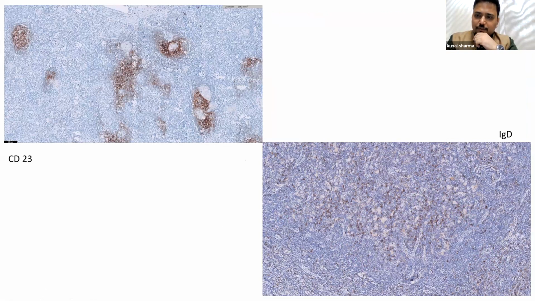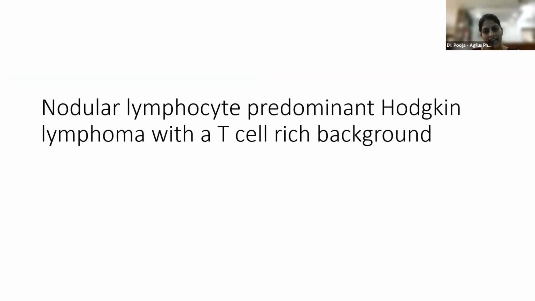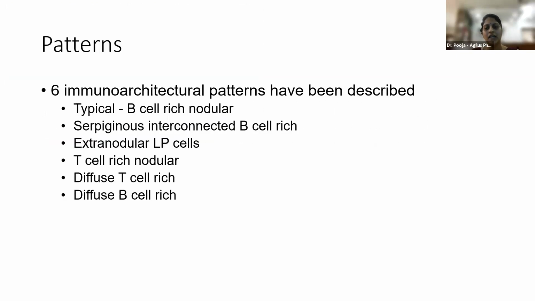There are comments flowing in calling it NLPHL now. Okay, yeah, all right. So this is basically an NLPHL with a T-cell rich background. The only thing that I wanted to highlight about this case was that NLPHL can come with 6 different patterns. And in our case, it was the diffuse T-cell rich pattern that we showed. The thing about this is that the first 2 patterns have a better prognosis compared to the other 4 patterns.